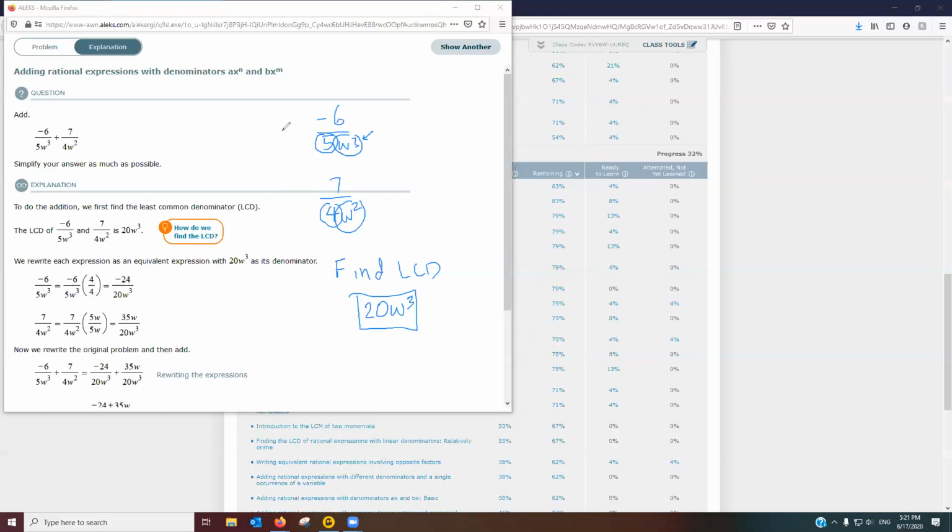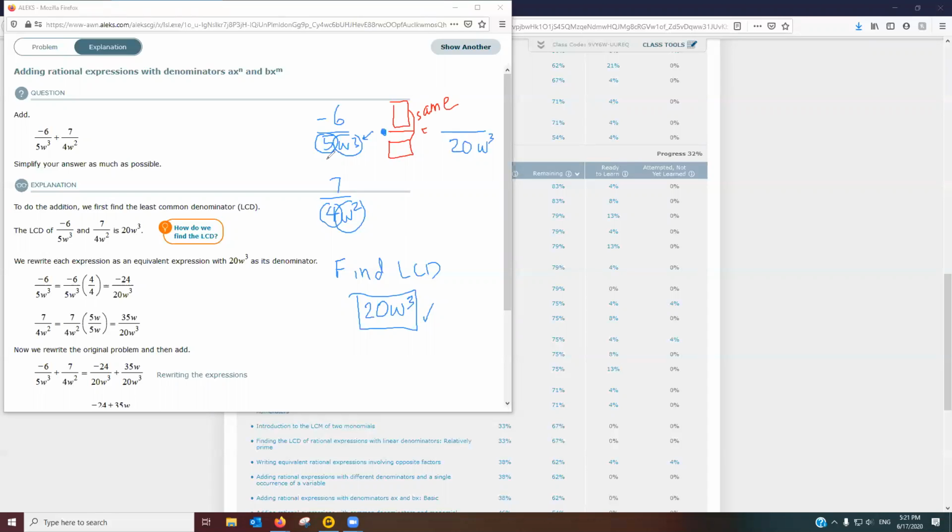So what I want to do is take this first fraction and change it to have this denominator of 20w to the 3. So I want to end up with a denominator of 20w to the 3. So I'm going to use that little trick that says I'm going to multiply by some quantity over itself. Remember, these two boxes are going to have to be the same.